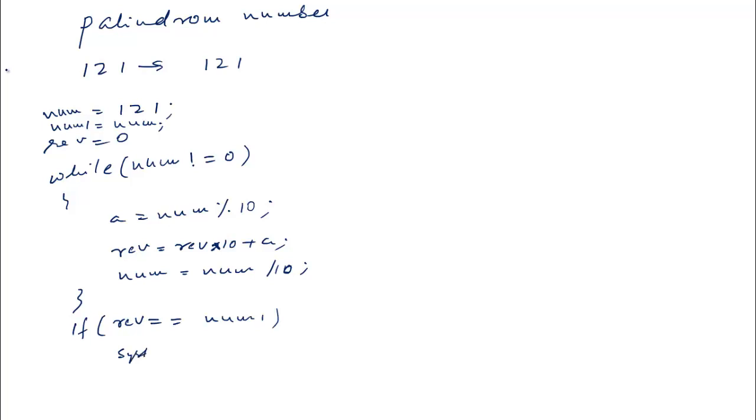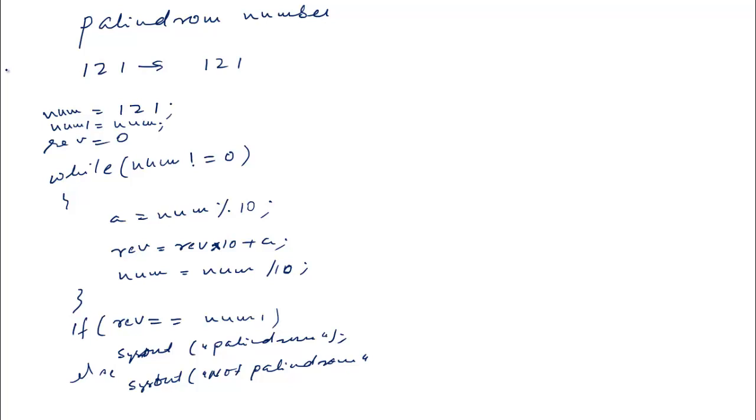sys out, so I'll just write in small here, it's a palindrome number, and else sys out, not palindrome. So what happens here, let's see.